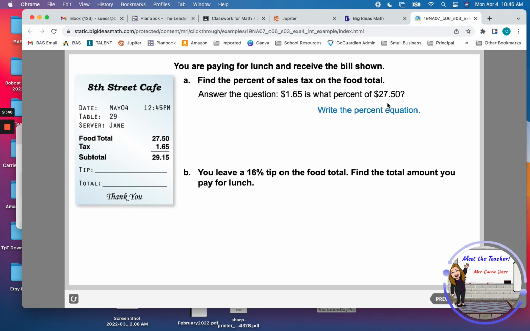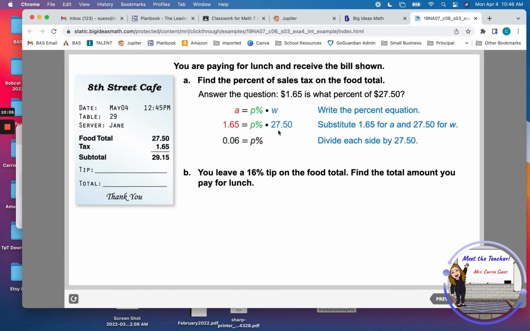Did we put the P in the middle? Just like this. So there's your percent. Plug them in. The tax was $1.65, and the total of the food was $27.50. So how do I get the P by itself? Divide by 27.5. What is 1.65 divided by 27.5? 0.06. How do I make that a percent? Move it to the right twice. So the tax is 6%.